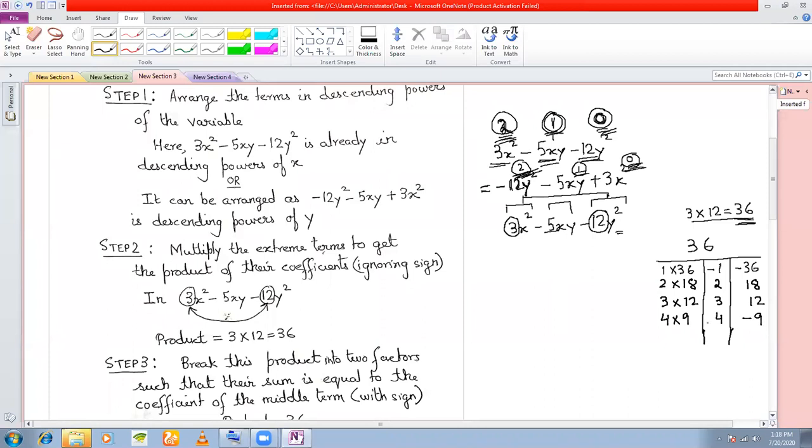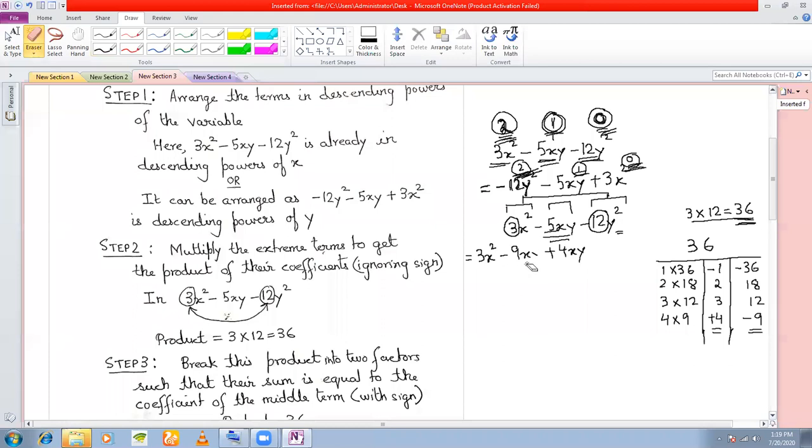Yes, there is, if I take minus sign with 9 and plus 4. So what I do is I write 3x square as it is and I break the middle term as minus 9xy because there is a minus 9 here, and there's a plus 4 here. So I write plus 4xy. Can I break this middle term as this or not? Any doubts here?